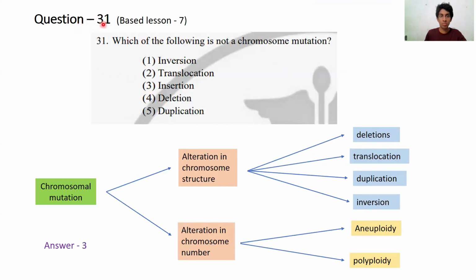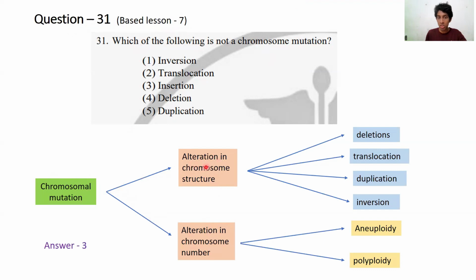Question number 31. It is based on the 7th lesson. Which of the following is not a chromosomal mutation? So the chromosomal mutations can be mainly categorized into 2 types according to the alteration in chromosome structure and according to the alteration in chromosome number.